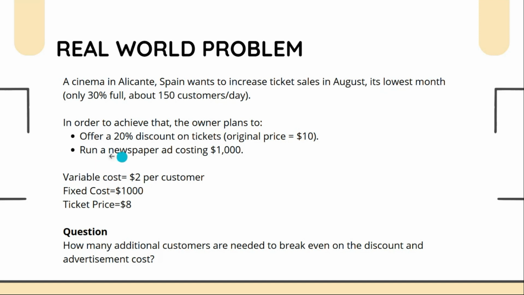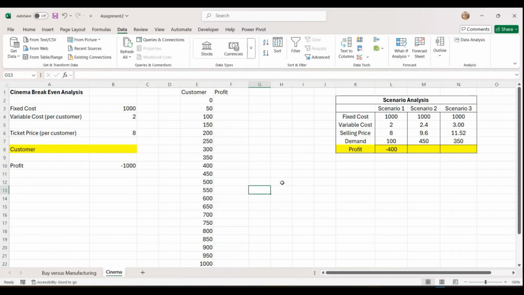So this is the financial statement of the cinema, and the question is how many additional customers are needed to break even on the discount and advertisement cost. So same as previous, I will use the Excel function to solve it. Okay, so now I will use the Excel function again to solve the problem.